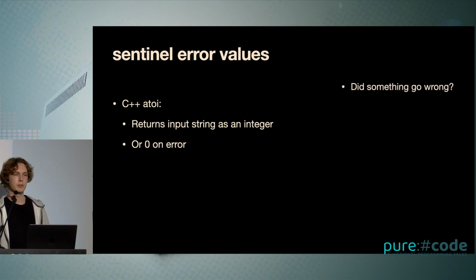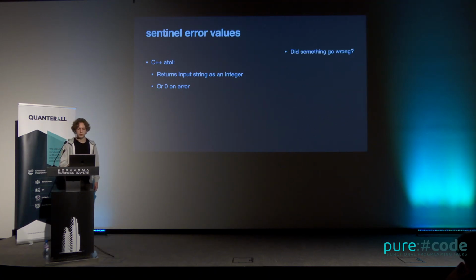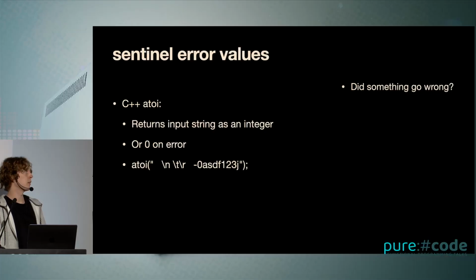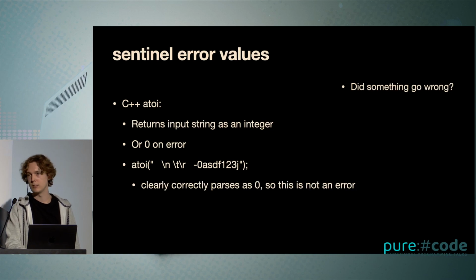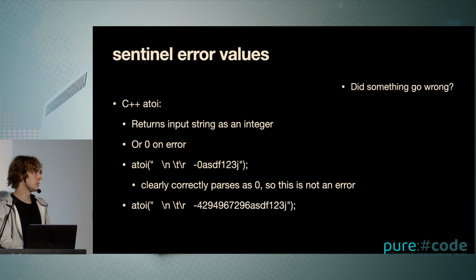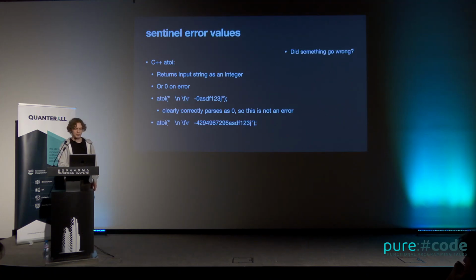So how do you tell if something goes wrong? Is the input a 0, or did something go wrong? So it's quite obvious. You've got to check the string yourself, right? If you get a possible error value back, you've got to check it. So you look at your input, and it looks something like this. We have a bunch of white space, we have a -0, and then ASDF 123J. This clearly is a 0, right? It parses as a 0, everything is fine. Also, this is also clearly a 0. Yeah, basically, we can do better than this.